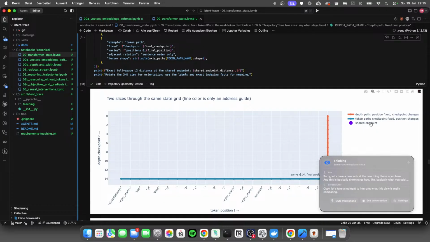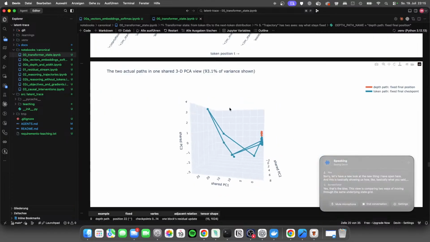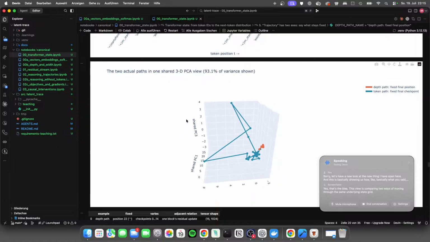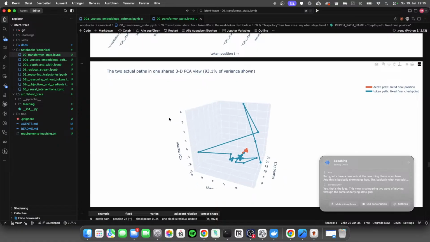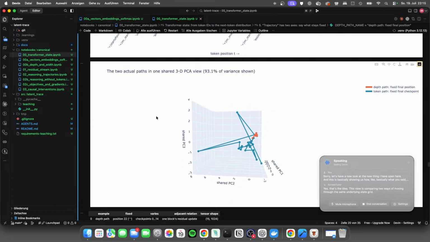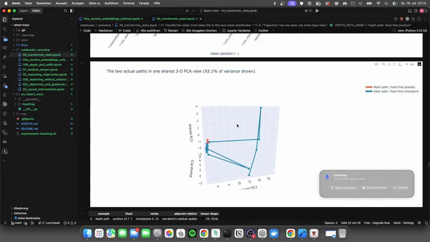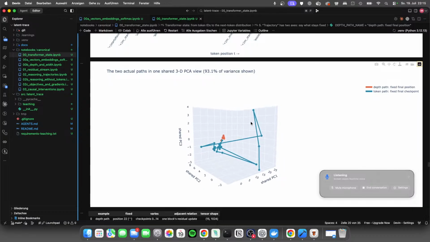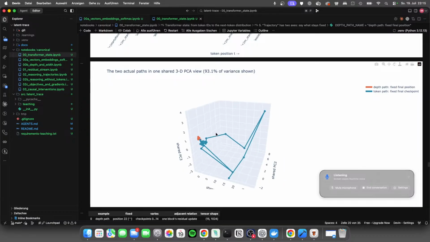Okay, let's take a moment to interpret what this view is really comparing. Yes, that's the idea. This view is comparing two ways of moving through the same underlying state grid. One path keeps the token position fixed and moves through depth, meaning layers. That's the vertical line. The other path keeps the checkpoint fixed and moves across token positions. So this is the horizontal line. They meet at the same endpoint, basically the same, but just shown as a path. So basically, each transformation is added up from the initial starting point.